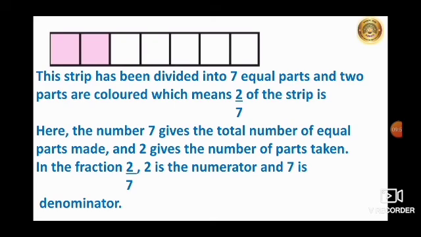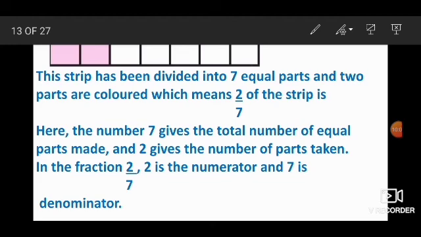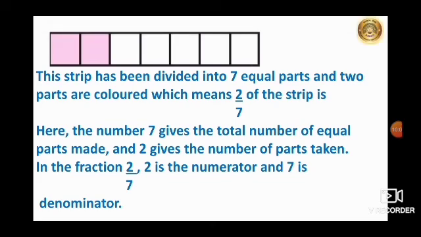Here the number 7 gives the total number of equal parts made, and 2 gives the number of parts taken. In the fraction 2 upon 7, 2 is the numerator and 7 is the denominator. What does the denominator show? The denominator shows how many parts there are, and the numerator shows how many parts are taken. So here how many blocks are there? Total 7 blocks are there, and only 2 blocks are colored. So how will we write it? As 2 upon 7.